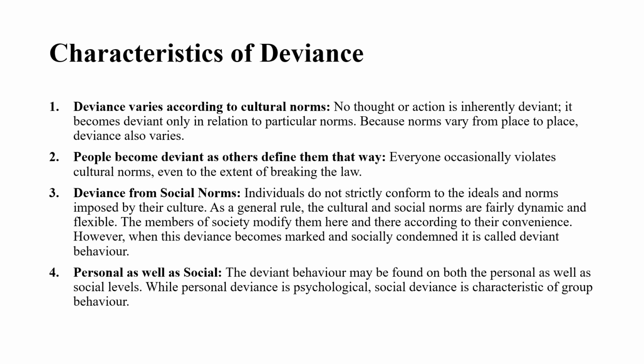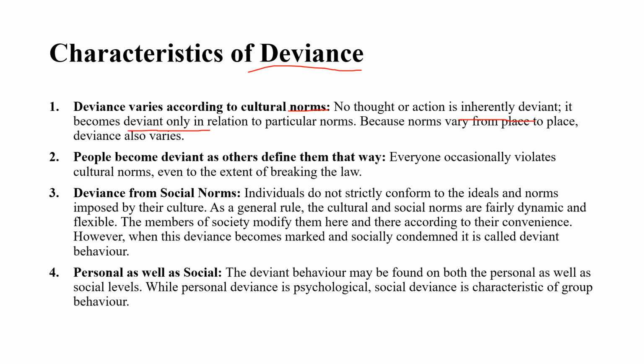Now, what are the characteristics of deviance? To understand deviance better, we need to understand its characteristics. First, deviance varies according to the cultural norm. Obviously, in one society there are certain cultural norms according to which certain tasks are okay to perform and certain tasks are not okay to perform. But when you change that culture, the norms change, and when the norms change, the judgment criteria for that same behavior also change. So no thought or action is inherently deviant, right?